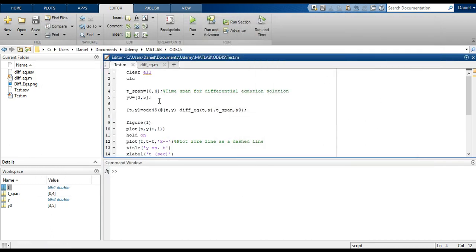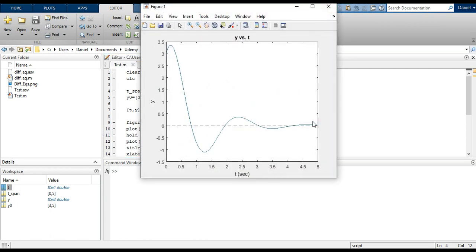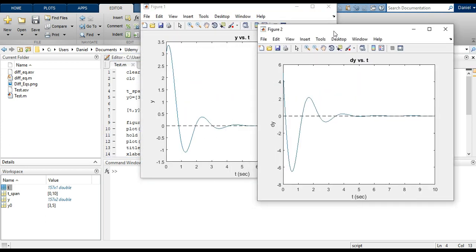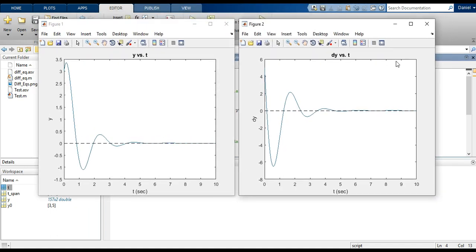So let's go ahead now and change this to 5. And we can see that the position is roughly coming to 0. And if I go to 10, we can see that the system basically gets stabilized right around 5. So this will be our solution.